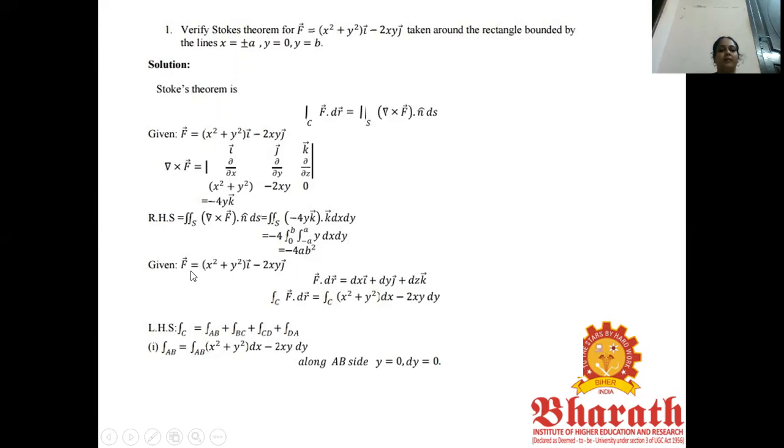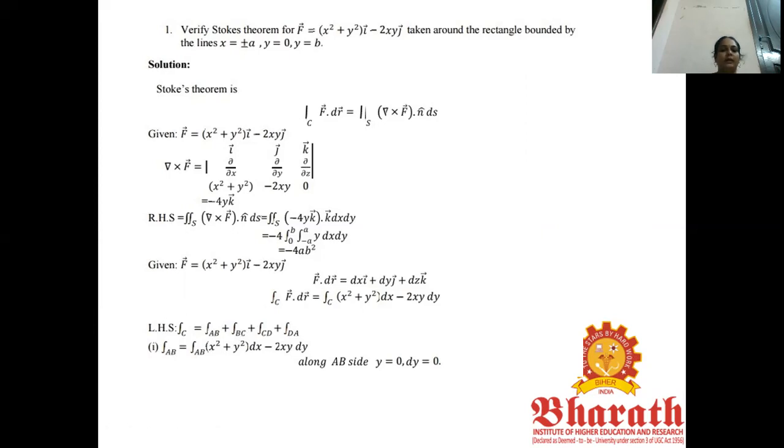So the given F vector is x square plus y square i minus 2xy j. So F dot dr: the left hand side has 4 parts, because this is a rectangle. A rectangle contains 4 sides. So for every side we have to find the single integral, and together we add them to get the left hand side. So first we calculate F dot dr, which is equal to integral over C of x square plus y square dx minus 2xy dy.